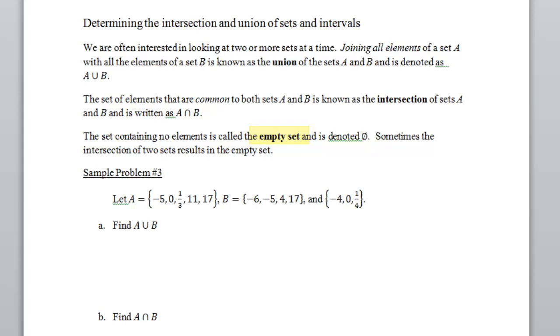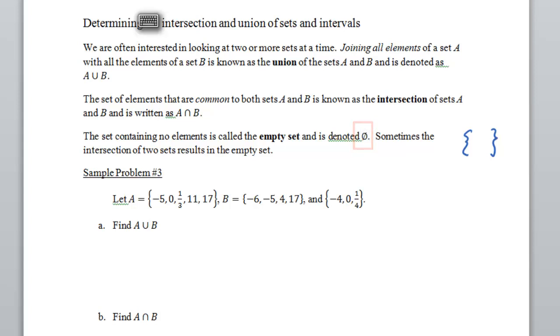Now we don't need brackets for an empty set, because in reality it's acting like an empty set like this. We have a set bracket and there's nothing in there, so it's empty, and the empty set is denoted by the little 0 with the slash through it. So we would not put brackets around that.